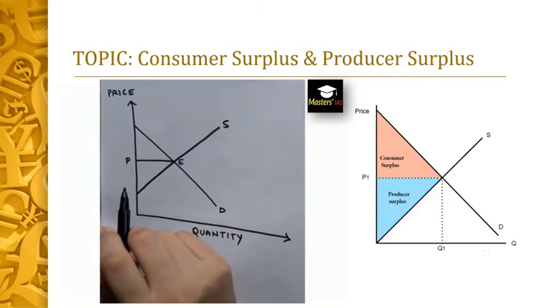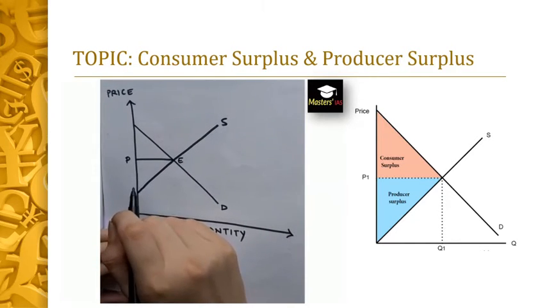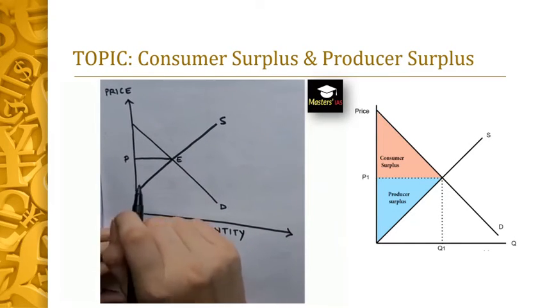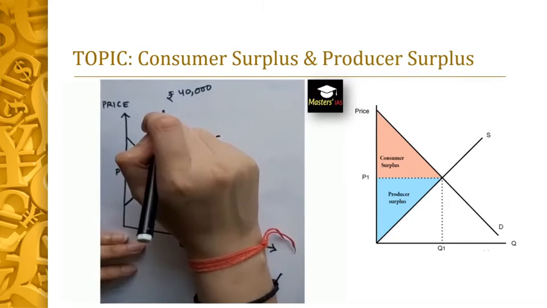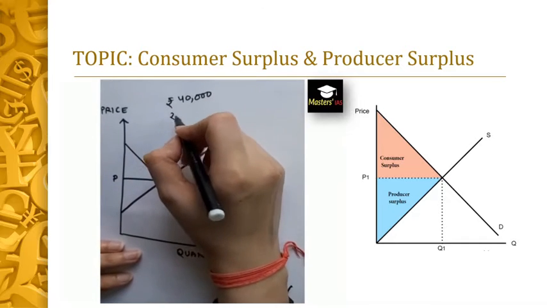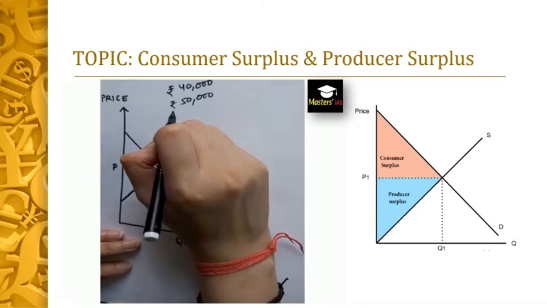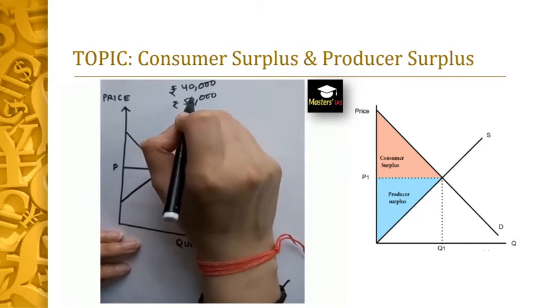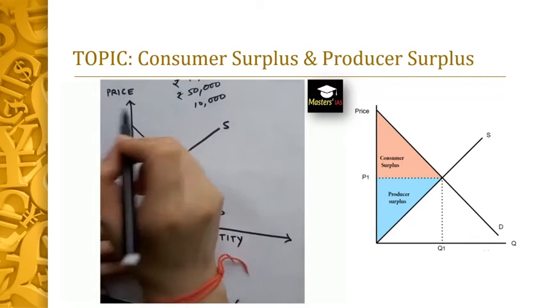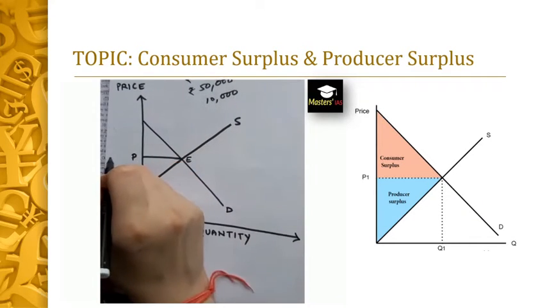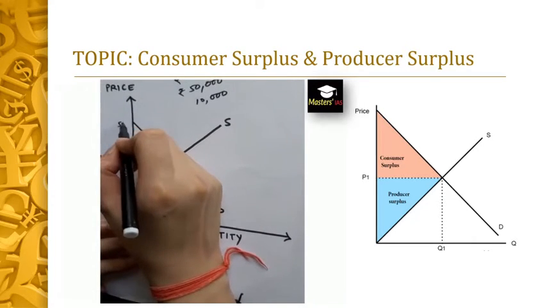Now first we'll understand the consumer surplus. For example, I want to buy a mobile which is actually priced in the market at ₹40,000. But I was assuming that it would cost around ₹50,000 because the features and the camera quality were very good. So in this case, 10,000 rupees would be my consumer surplus because this is the price line. The market determined price was 40k and I was willing to pay 50k.